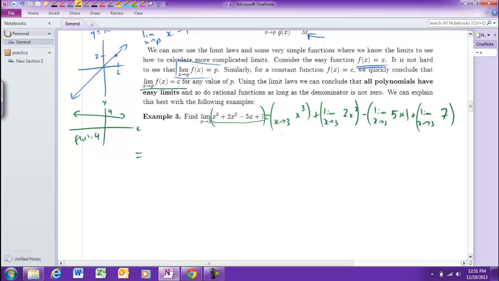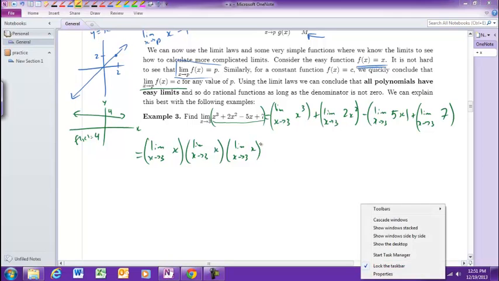And what is the limit as x approaches 3 of x cubed? Well, that's the same thing as the limit as x approaches 3 of x times the limit as x approaches 3 of x times the limit as x approaches 3 of x. What I'm saying is I've got x times x times x in my x cubed, so I can take the limits of each of those x's individually.